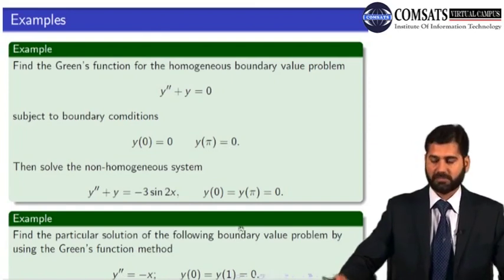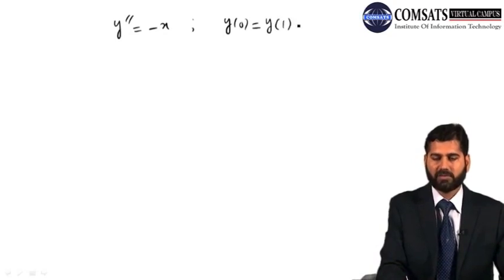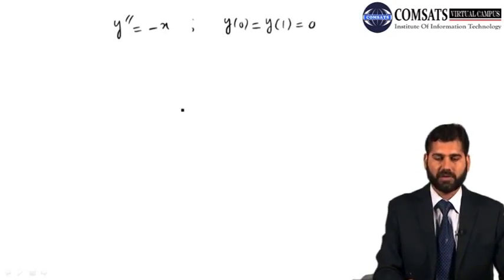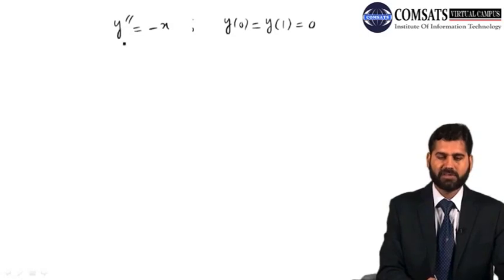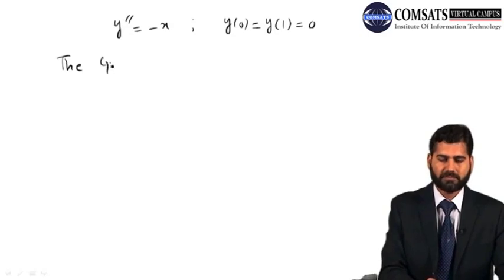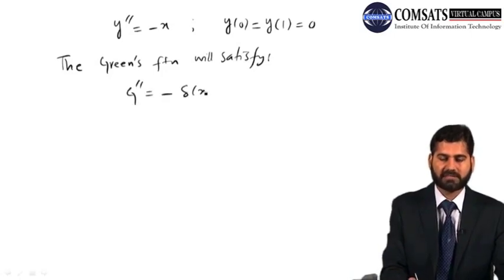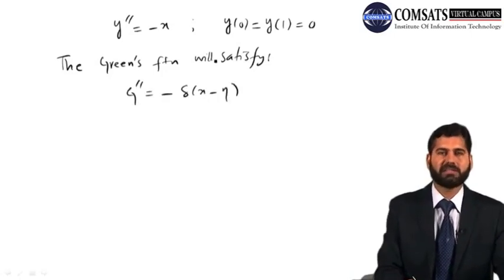Alright, so let's solve this example now. y double prime equal to negative x, and y at 0 and y at 1 is equal to 0. Alright, this is our equation. So again, to solve this equation, the Green's function will satisfy the following, that G double prime is equal to minus delta(x minus eta). We replace the right hand side by the delta function, that's it, no matter what the right hand side is.